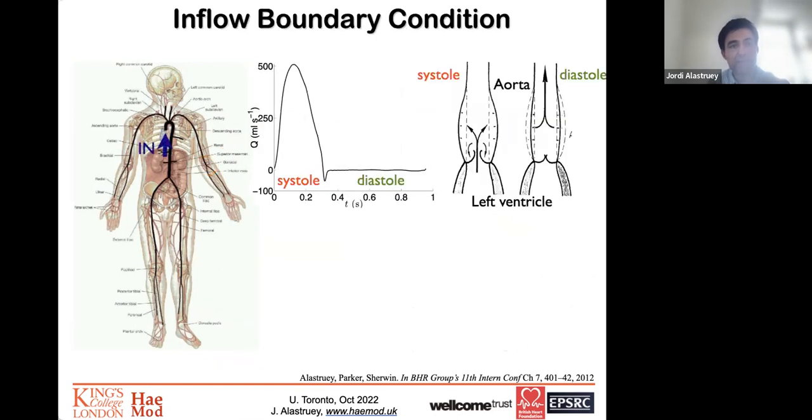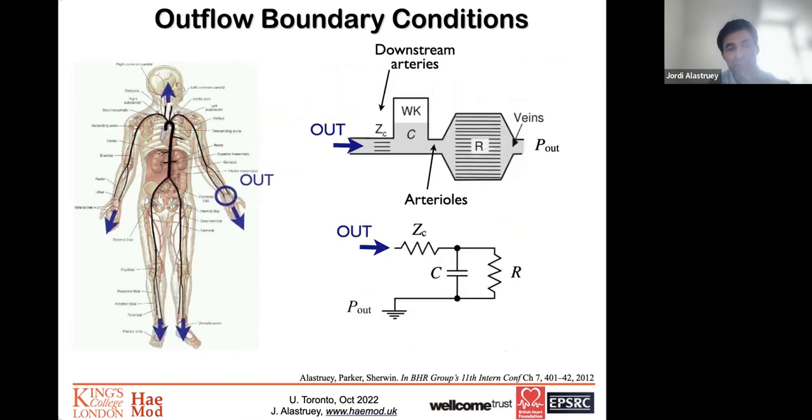And as for the boundary conditions of the arterial network, at the root of the ascending aorta, we prescribe the flow waveform ejected by the left ventricle as inflow boundary condition. And this waveform can be measured, for example, using phase contrast MRI or Doppler ultrasound. And then what about the outflow boundary conditions?